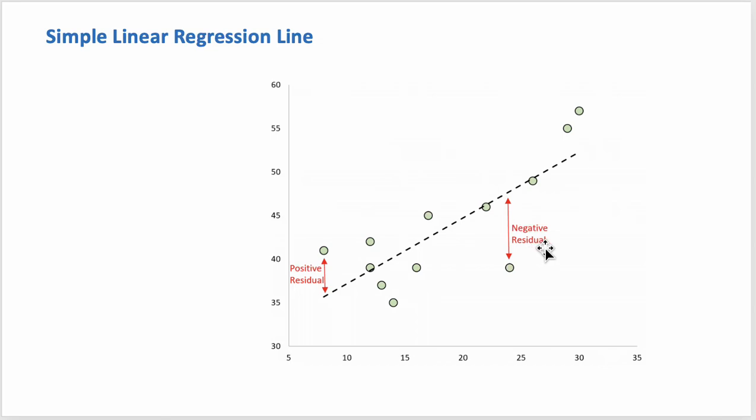Long story short, if data values are below the regression line, the residuals are negative. If they are above the regression line, the residuals are positive. Now, I know you think these points are on the line, but they're not. They're a teeny tiny bit off the line, so they still have a residual.